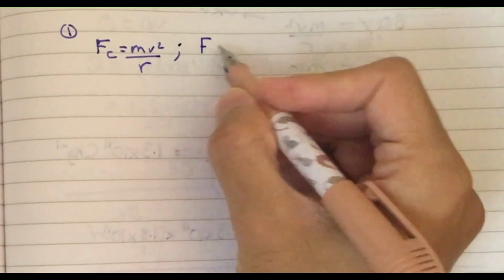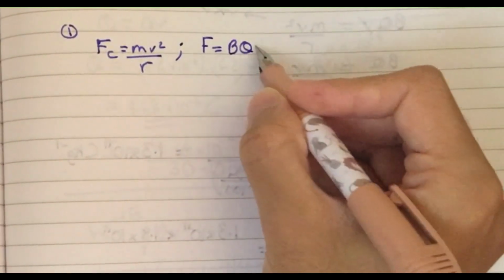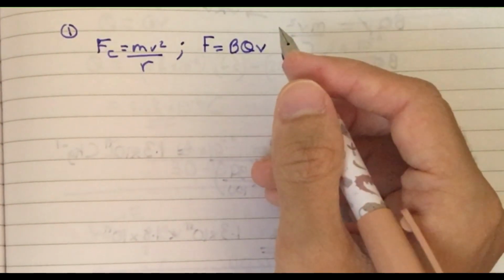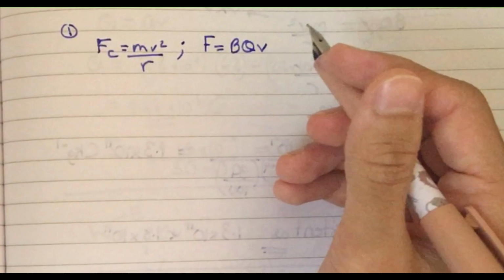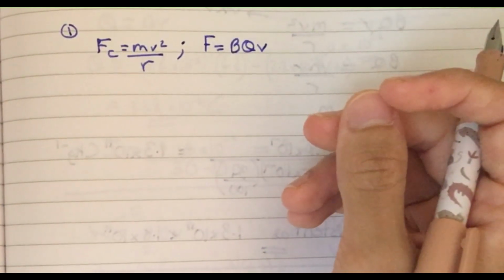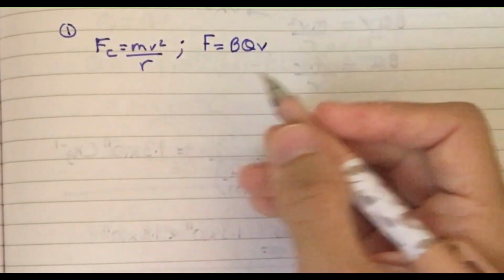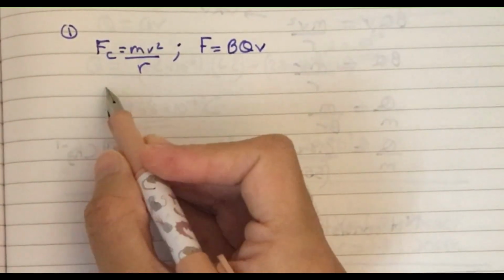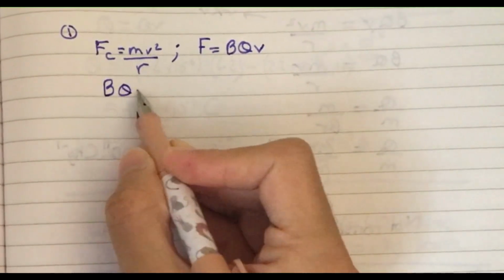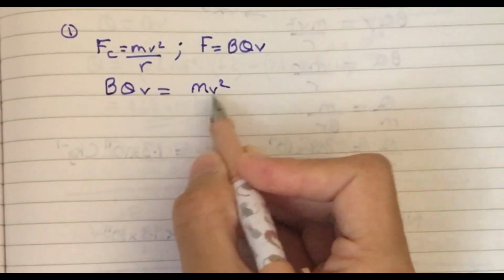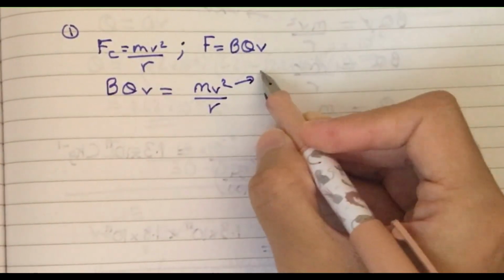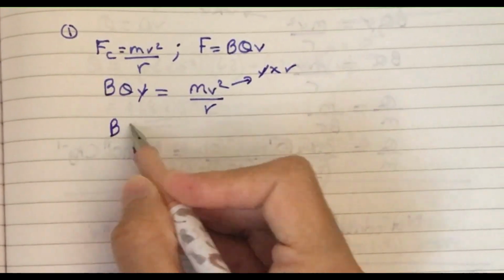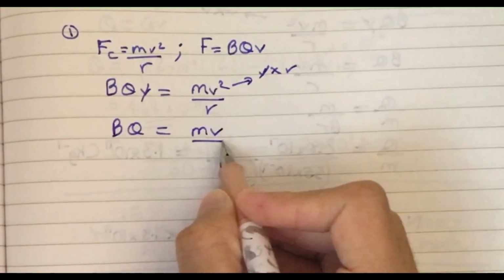Which is F is equal to BQV, right? Because they gave me the magnetic flux density, which is 5.5 times 10 raised to power minus 4. So I have to use this somehow to find out my value, right? So once I equate them both, I will get the equation like this: BQV is equal to mv square by r. I know v square is basically v times v, right? So one of the v is gonna be cancelled. So I have BQ is equal to mv by r, right?